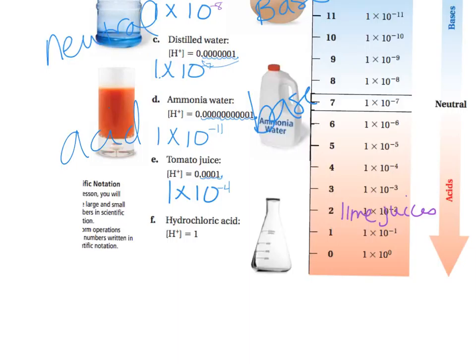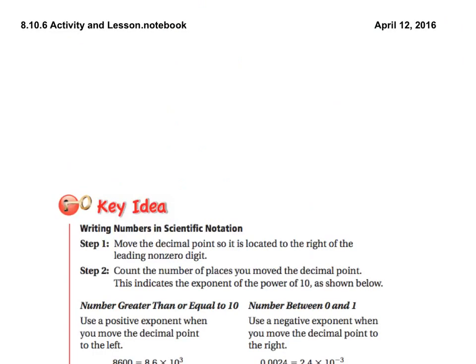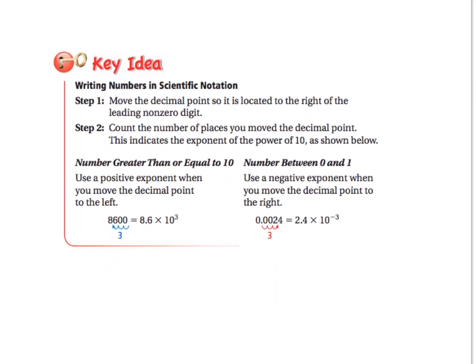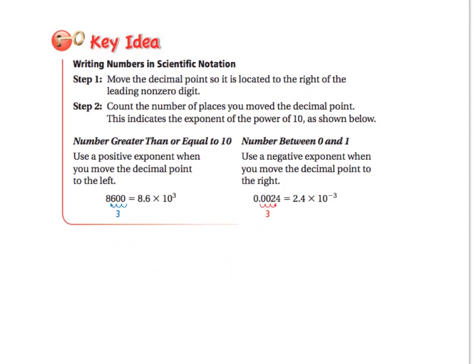And then hydrogen acid, we've got 1 times 10 to the what? Well, look, it's already a 1, so I go 10 to the 0. And that means it's right here as an acid. And guess what? It even says acid in its name, so I guess we were good. All right. Now, writing numbers in scientific notation.